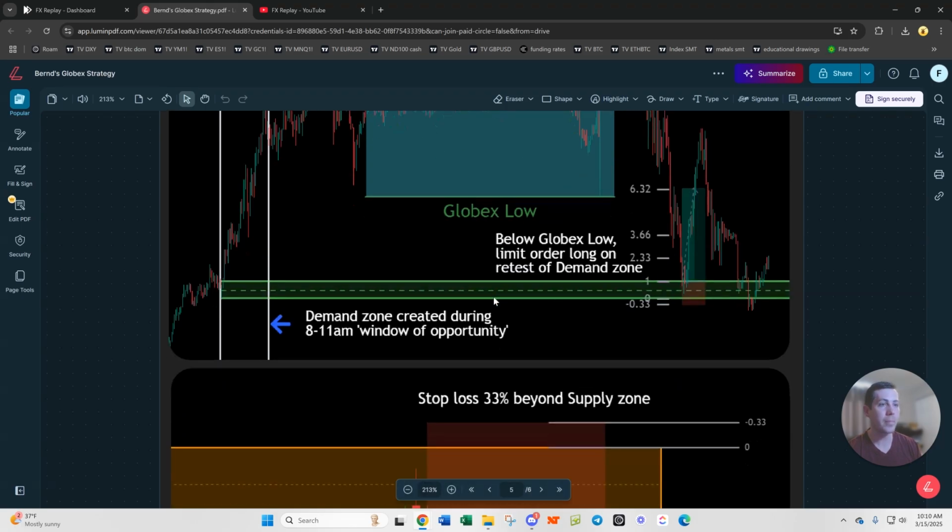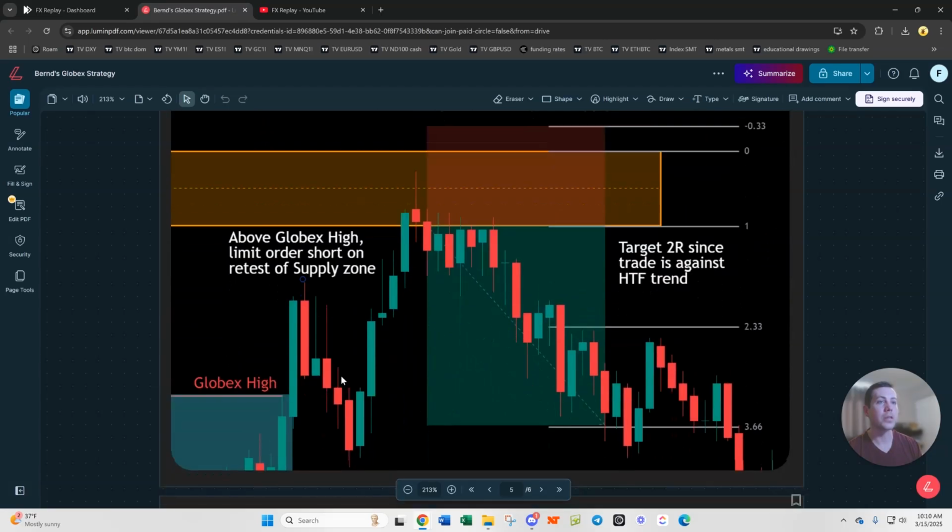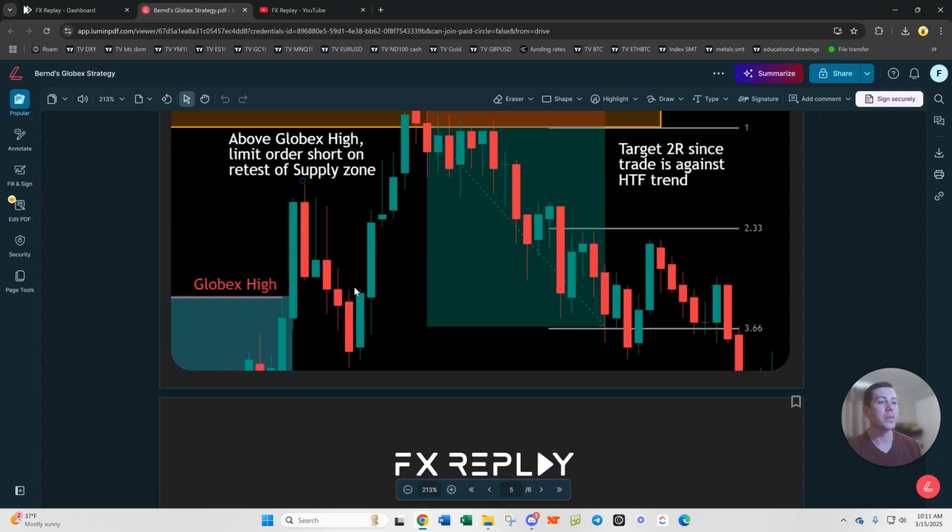And then vice versa on a short, we had a Globex high from the previous day. We had a previous supply zone from that 8 to 11 window of opportunity from a previous day. Price came in and tagged it, so we had a limit order at this point and used the negative 0.33 for our stop loss. In this example we just did a 2R, but again, it looks like it would have gone potentially to 4R as well. For today, like I said, I did a little bit of testing before this on the Dow, and it seems like 3R may be a sweet spot. So we'll be doing that today.